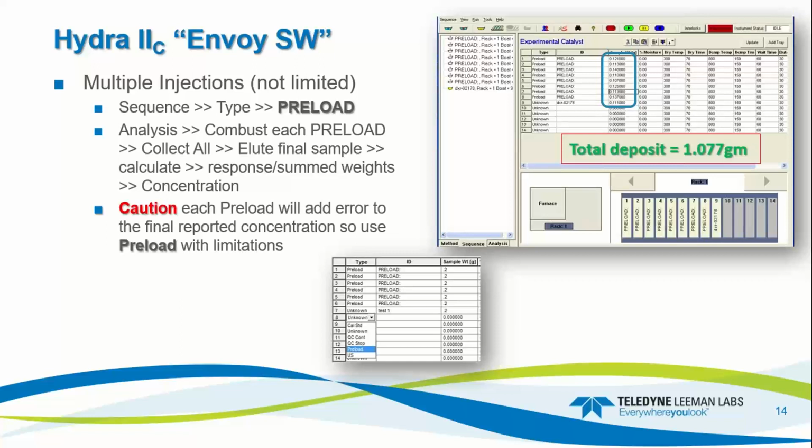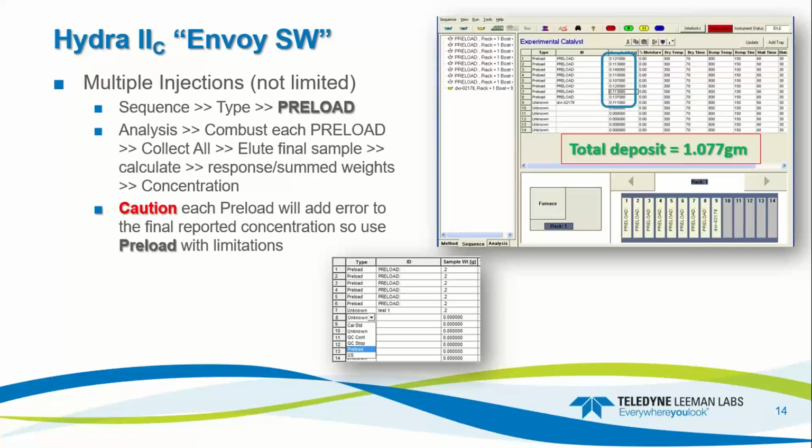Within the sequence, you also have something called preload. This is used for samples that are extremely low in concentration, and if you would really like to see something. So you can click on preload and then do as many as you want. It's not limited. And then you put the weight in for each preload sample. And when you think you have enough, or you're satisfied with what you've loaded onto the auto sampler, right below the last preload, you actually put the sample name and weight of that one too. And then it's going to combust each sample and load it onto the gold trap.